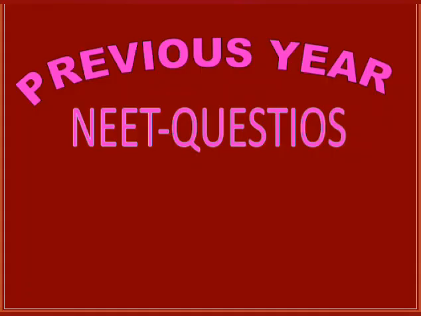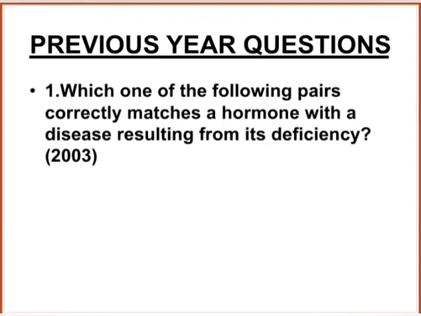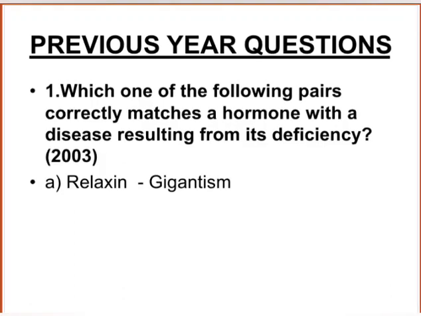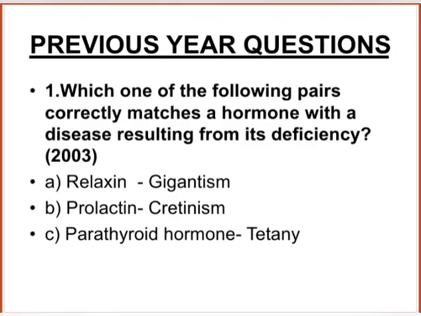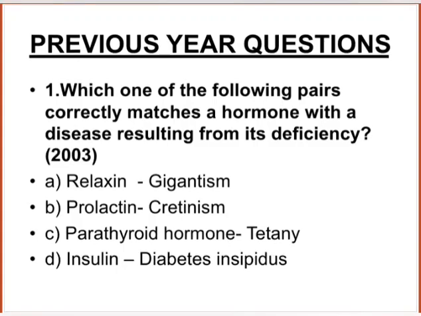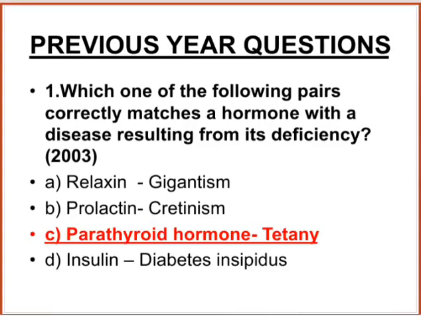Previous year NEET question segment. Question number 1, asked in 2003 NEET. Which one of the following pairs correctly matches a hormone with a disease resulting from its deficiency? Option A, hormone relaxin, disease gigantism. Option B, hormone prolactin, deficiency disease cretinism. Option C, hormone parathyroid, deficiency disorder tetany. Option D, hormone insulin, deficiency disorder diabetes insipidus. The correct answer is option C, parathyroid hormone, the deficiency disorder tetany.